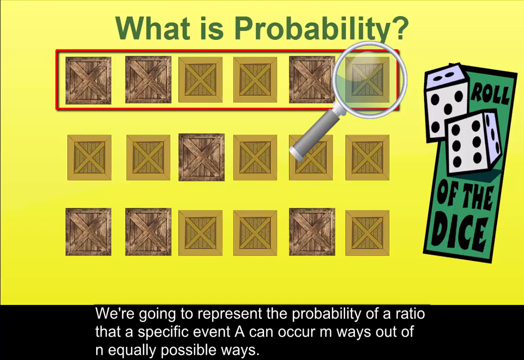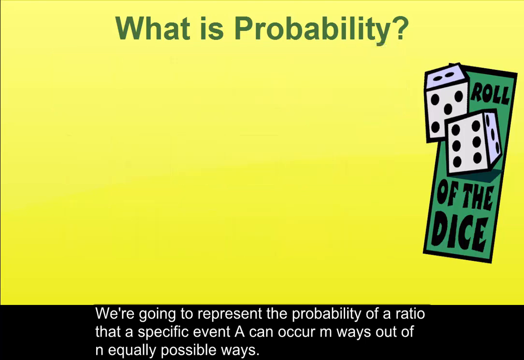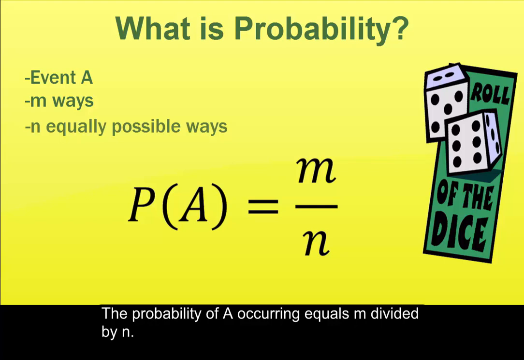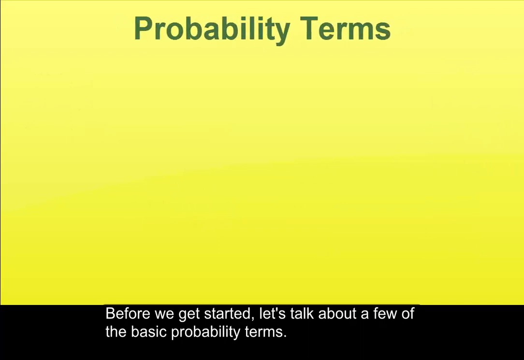We're going to represent probability as a ratio: that a specific event A can occur in m ways out of n equally possible ways. So the probability of A occurring equals m divided by n. Before we get started, let's talk about a few of the basic probability terms.